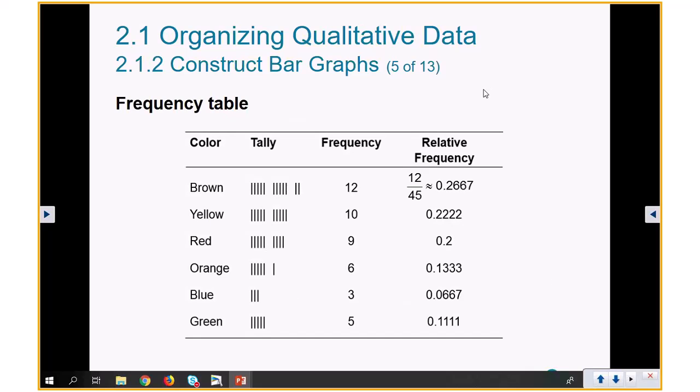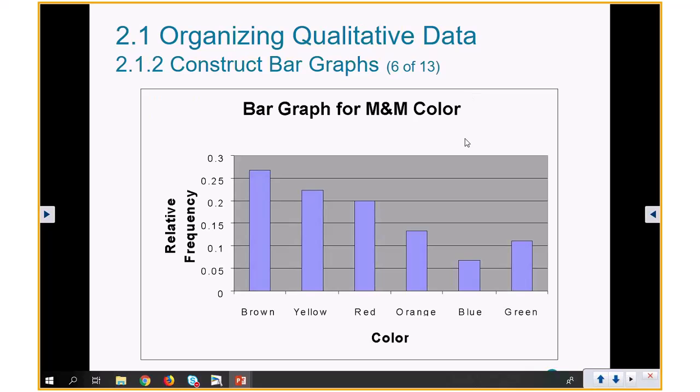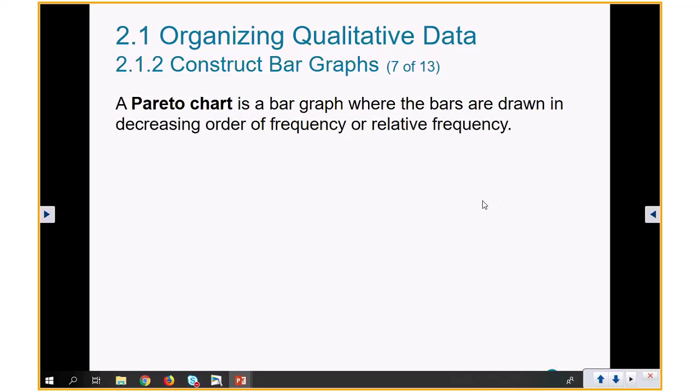All right, there's the frequency table. Why are we going back to the frequency table? Is this thing going backwards or what? A Pareto chart. I don't even know if I'm pronouncing it right. A Pareto chart is where you put the bars in ascending or descending order.